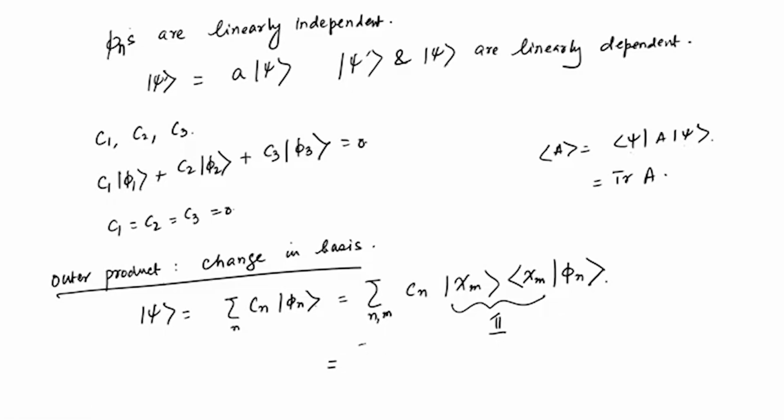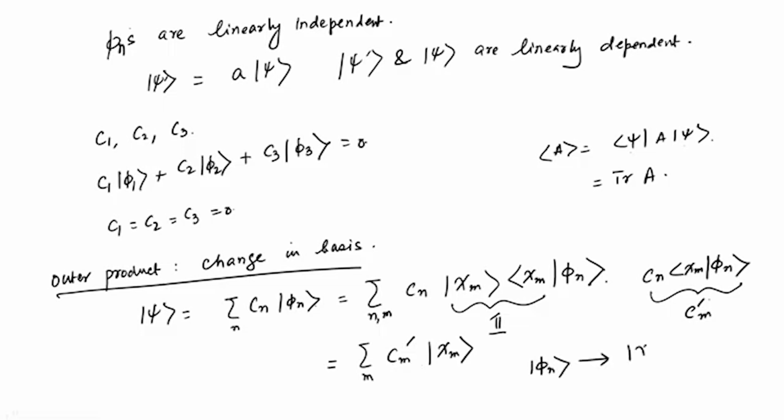so this can be like the sum over m of C m prime and chi m, where this C n and chi m and phi n, all these are scalar quantities, in general complex quantities, written as C m prime. The prime is not with m, but the prime is with C, which is a new coefficient that depends on the new basis. So, we have gone from a basis of phi n to a basis which is chi m.